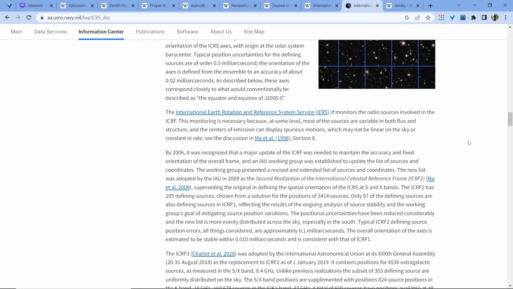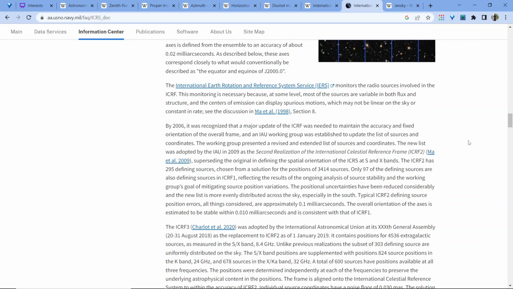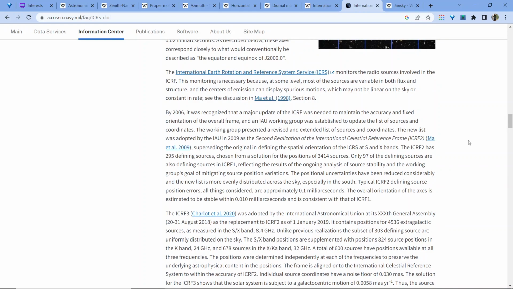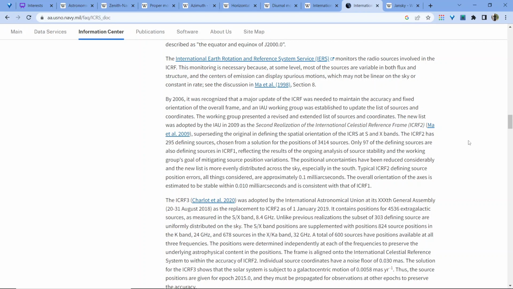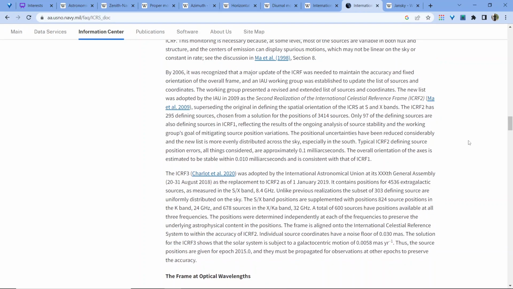The ICRF-2 has 295 defining sources chosen from a solution for the positions of 3,414 sources. Only 97 of the defining sources are also defining sources in ICRF-1, reflecting the results of the ongoing analysis of source stability and the working group's goal of mitigating source position variations. The positional uncertainties have been reduced considerably, and the new list is more evenly distributed across the sky, especially in the south. Typical ICRF-2 defining source position errors, all things considered, are approximately 0.1 milliarcseconds. The overall orientation of the axes is estimated to be stable within 0.01 milliarcseconds and is consistent with that of ICRF-1.